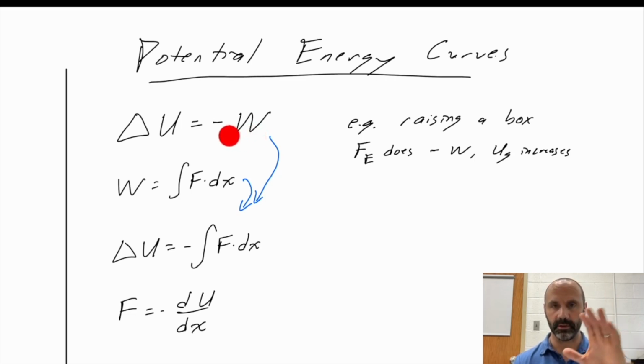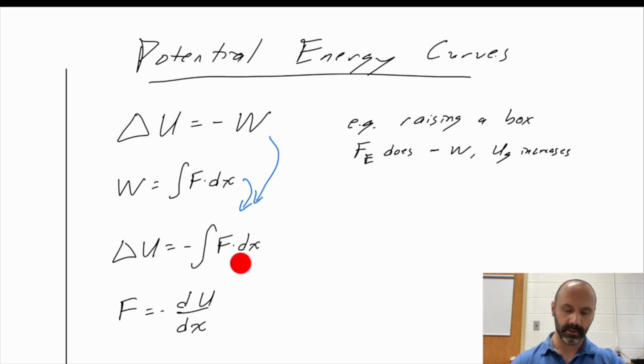All right. So then if we look at the work done by the Earth on the object, the change in potential energy is equal to the negative work done. So for example, if you're raising a box, as the box goes up, the Earth is doing negative work. Earth is pulling down, it's going up, but the gravitational potential energy is increasing. So Earth does negative work, gravitational potential energy increases. So that's just a demonstration of this. Also, how do we calculate work? Work is the integral of F dot dx, dot product. So we put these two together, and then we end up with this, that the change in potential energy is equal to the negative integral of F dot dx.